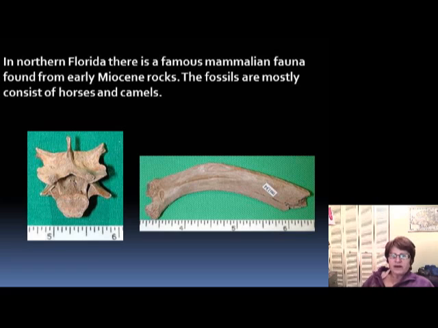Before I move to that one, I wanted to tell you that in northern Florida, we know about very famous mammalian Miocene fossils. These guys are mostly horses and camels. So when you walk on the beaches, easily you can find pieces of bones like those in the picture. Obviously, this area was like Chincoteague in Virginia, where you can see all those wild horses romping around. This was the same way in northern Florida in the Miocene.